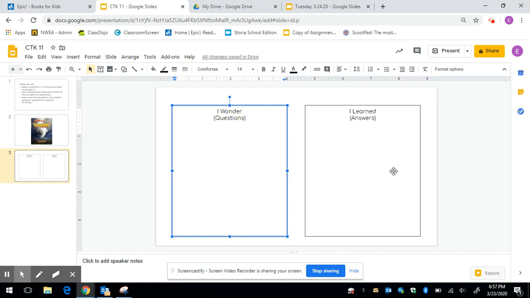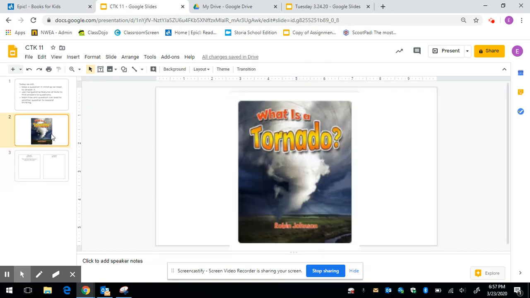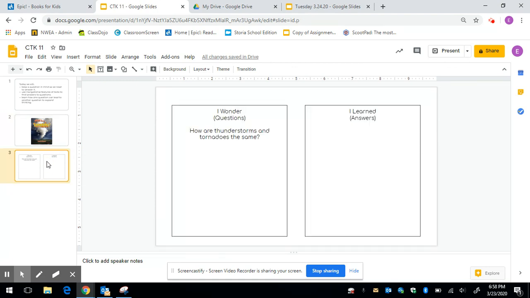So I'm going to go ahead and record my question. How are thunderstorms and tornadoes the same? Okay. So there is my question that I'm starting this book with. Now, this is what we would call an authentic question, which means it's one we don't know the answer to, but we want to find it out.